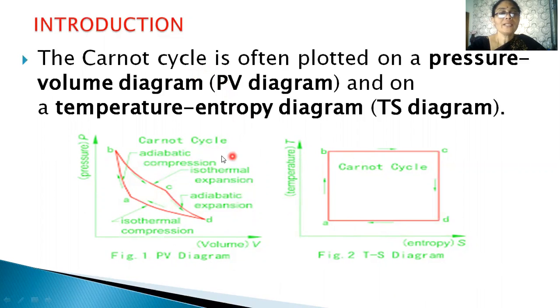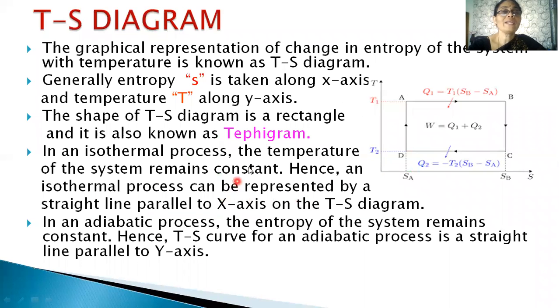We know that in the Carnot cycle, we can estimate the work done by the Carnot's engine, and from that we can calculate the efficiency of the Carnot's engine. Similarly, with the help of the TS diagram also, we can calculate the work done and estimate the efficiency of the Carnot's engine. Now let's see what exactly is the TS diagram.